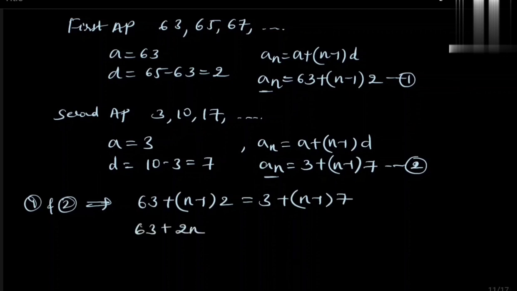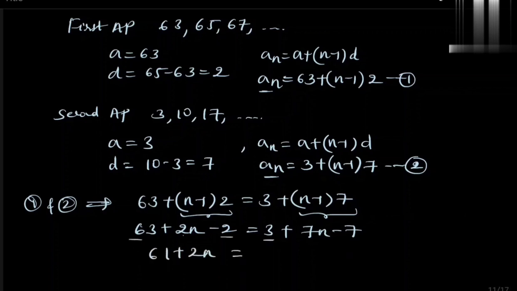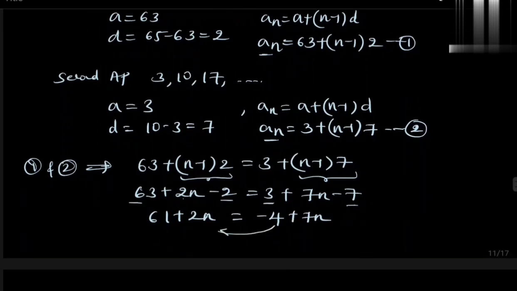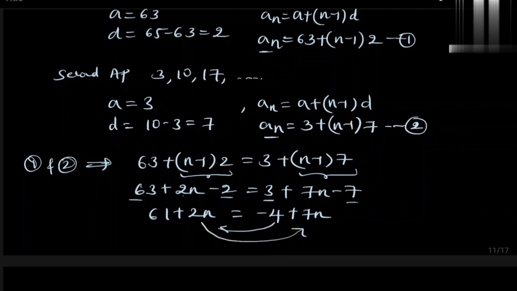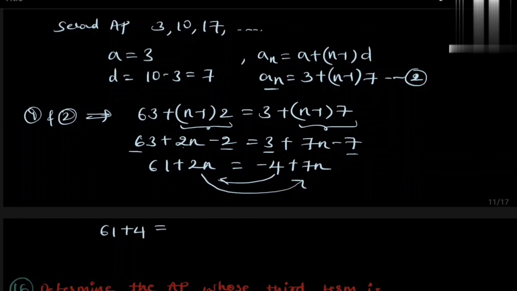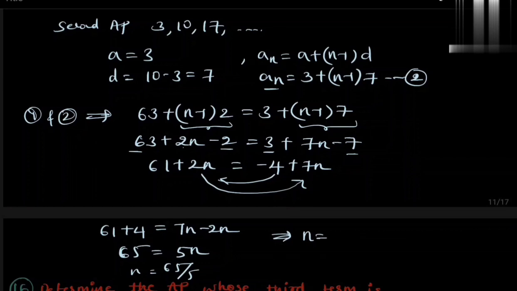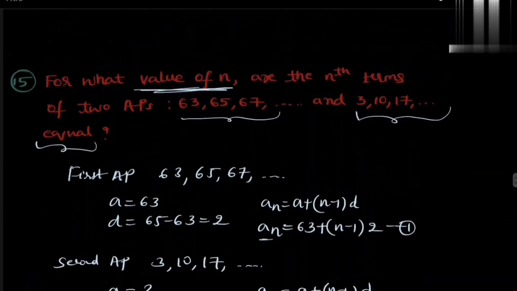So 63 plus 2n minus 2, multiply these two numbers, we get 2n minus 2, is equal to 3 plus, multiply these numbers, we get 7n minus 7. So add this, 63 minus 2 means 61 plus 2n is equal to 3 minus 7 means minus 4 plus 7n. So move 4 to this side and 2n to this side. So that will become 61 plus 4 is equal to 7n minus 2n. So 61 plus 4 means 65 is equal to 7 minus 2 means 5n. So n is equal to 65 divided by 5. So that implies n is equal to, 5 ones are 5, 5 3s are 15, 13. So therefore the n value is 13 for the 15th question.